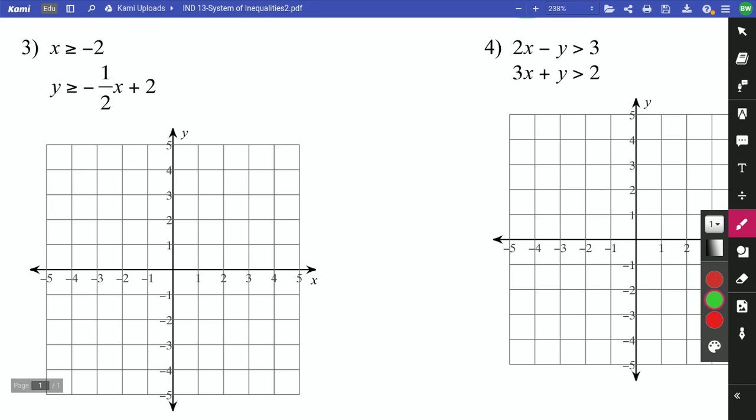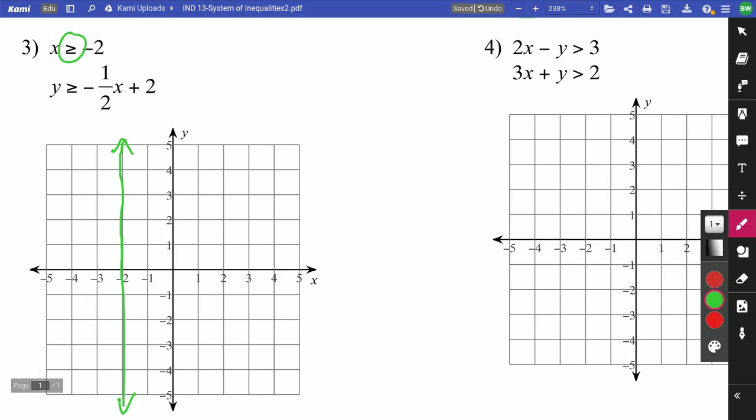Well, I think of it this way. If x is -2, that means it doesn't matter what y is, x is just always -2. So that's a vertical line right here on x = -2. You see anywhere up and down that line, x is -2. So we make it solid, which I did because it's greater than or equal.